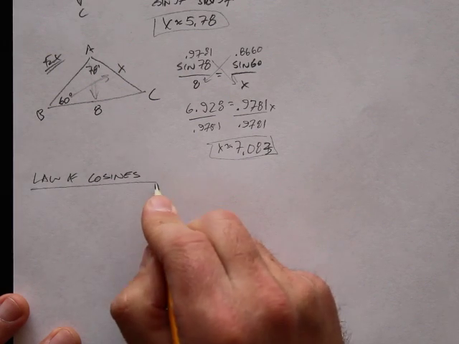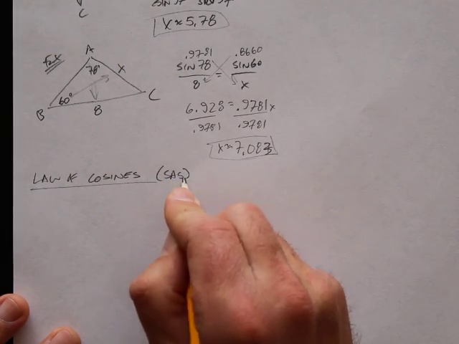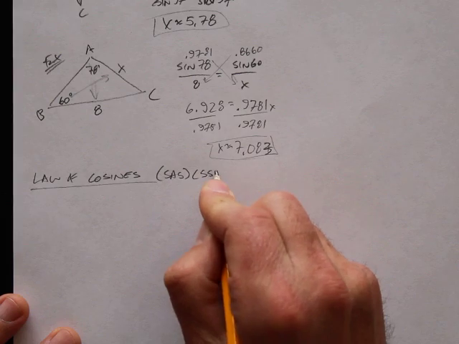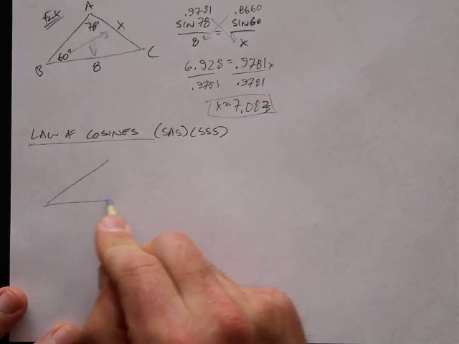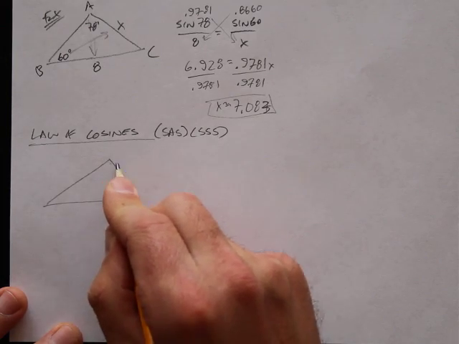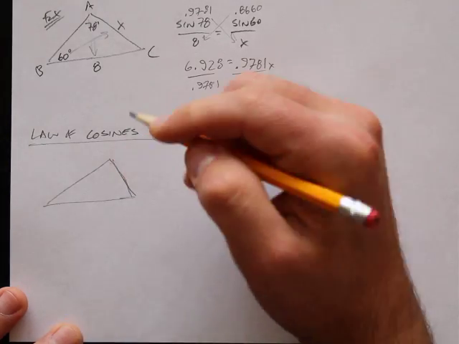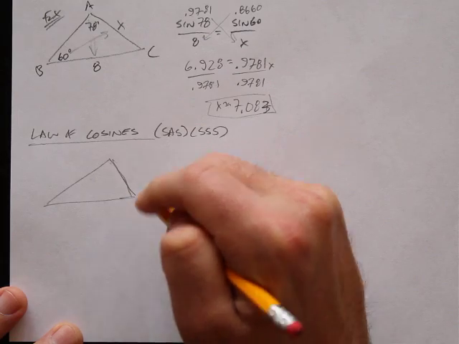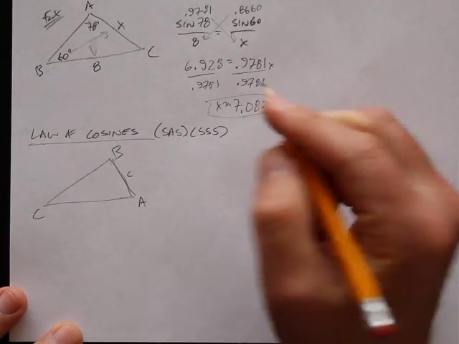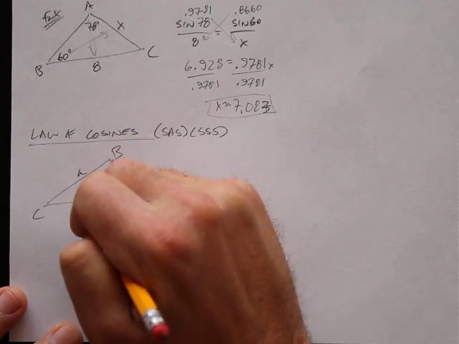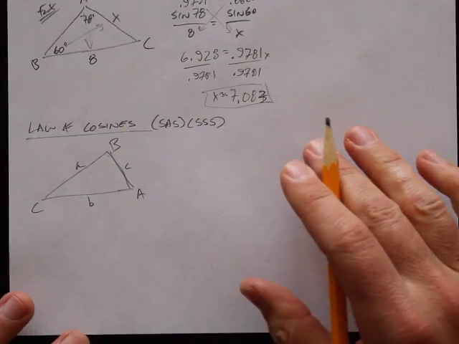And this is when I have side, angle, and a side, or side, side, side. So, law of cosines. Let's draw a triangle that's not a 90-degree triangle. And this is A, B, C this way. So this side is C, this side is A, and the side across from angle B is side B.